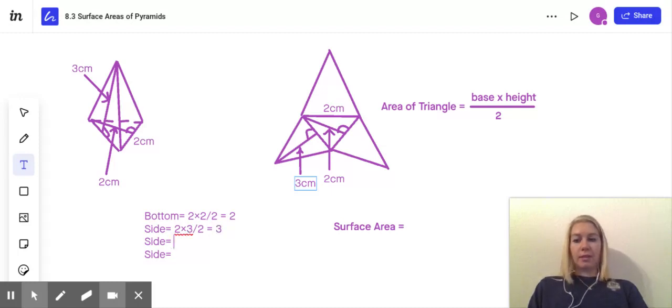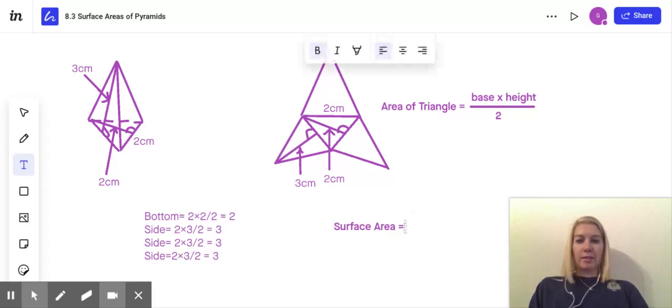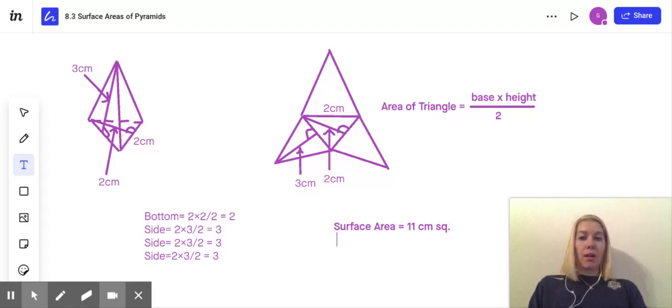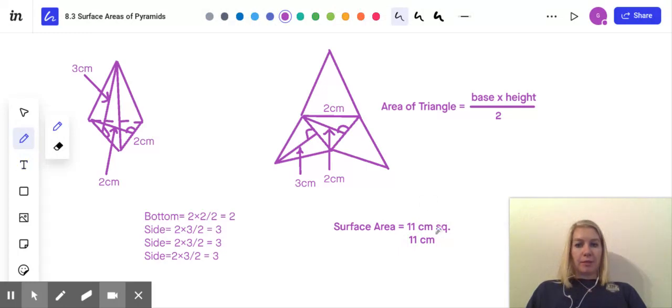And since all of these sides are the same, I'm just going to type the same thing. Okay, now we need to add up all these little area sides, and that'll give us the surface area. Okay, so 3, 6, 9, 10, 11. And now let's label. This time we're measuring in centimeters squared. And you can just write SQ period for squared. Or if we want to use the exponent, we could type 11 centimeters and then our little exponent for squared. Okay, and that's it.